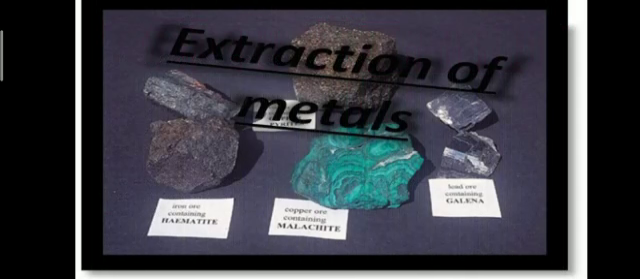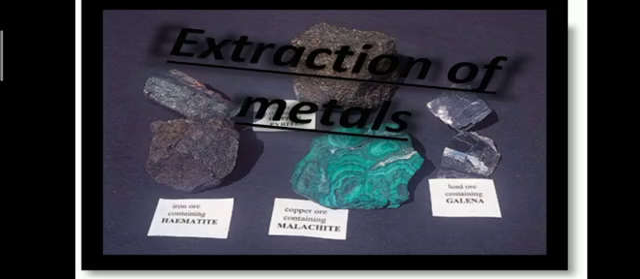When the ore is free of gangue and concentrated, the metal is extracted from it. It is converted into the oxide of the ore. First of all, we will convert the concentrated ore to its oxide.